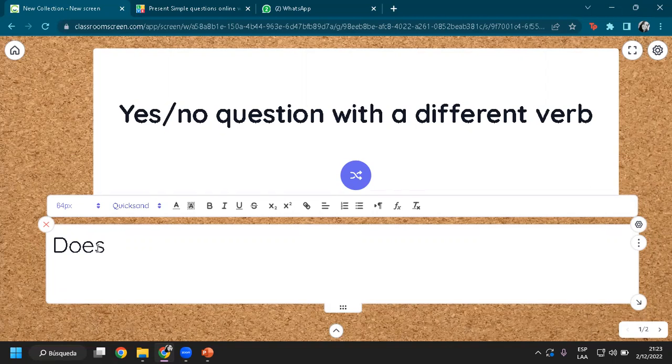She, digamos. Ok, she. ¿Qué necesito después? What do I need next? El verb different. Ok, a verb. Give me a verb. ¿Cuál verbo vamos a usar? Play, digamos. Play. ¿Necesito la letra S, yes or no? No. Ok. ¿Cuál sería el complement? The soccer. Ok. Does she play soccer?